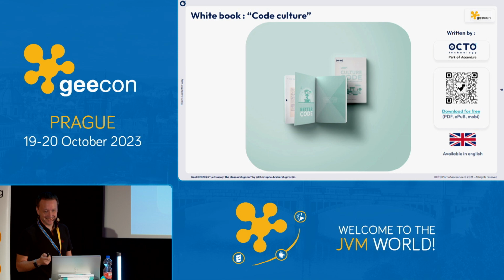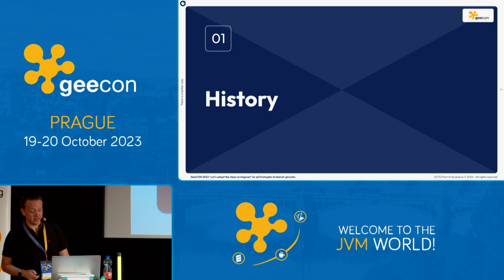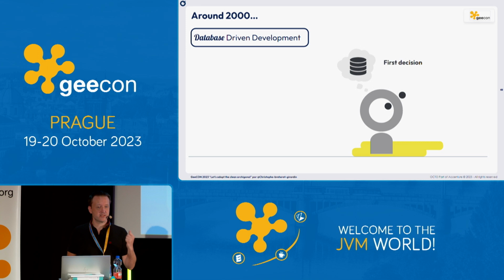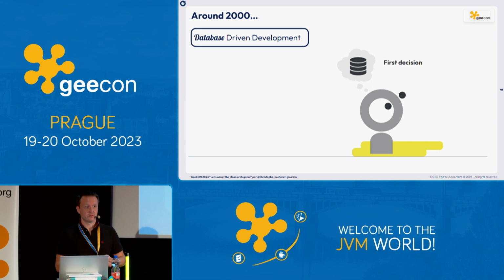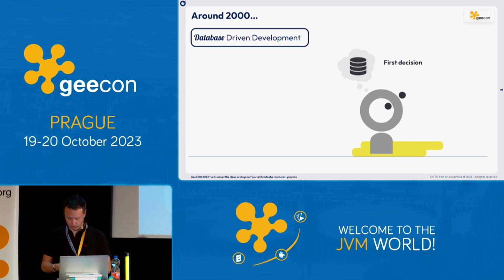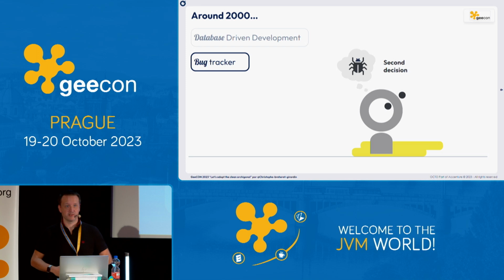Okay, I'm going to do some history, the period when I started computing. The first decision we made was which database we were going to choose. We didn't know what we were going to develop or what data we were going to analyze, but we knew in what database it was going to be saved. The second decision was another database, the bug tracker, because we are doing a lot of bugs, so that's cool.